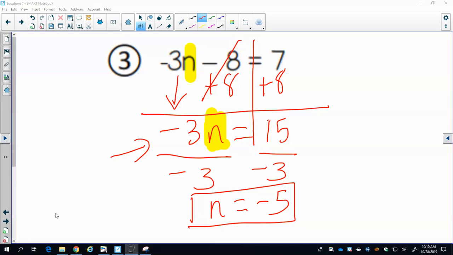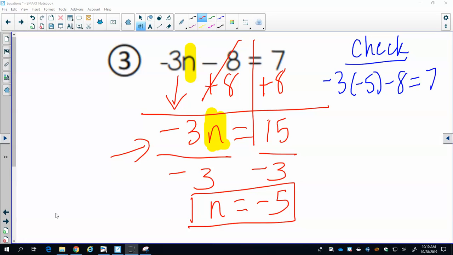Then over on the right side, we're going to go ahead and do our check. So our check is just putting in what we got for n and seeing if it's right. So negative 3 times negative 5 minus 8. And we want to make sure that that's equal to 7 because that's what the equation has. If I multiply negative 3 times negative 5, I get 15. And then I bring down my minus 8. And 15 minus 8 is 7.